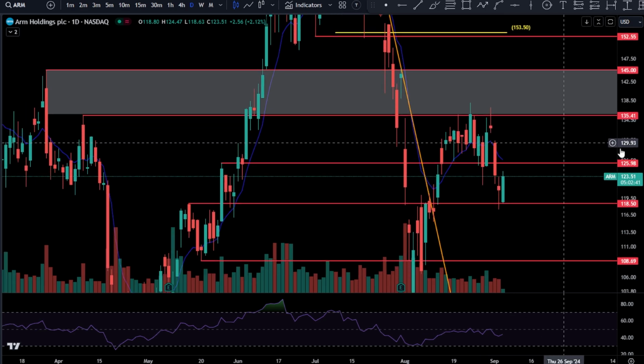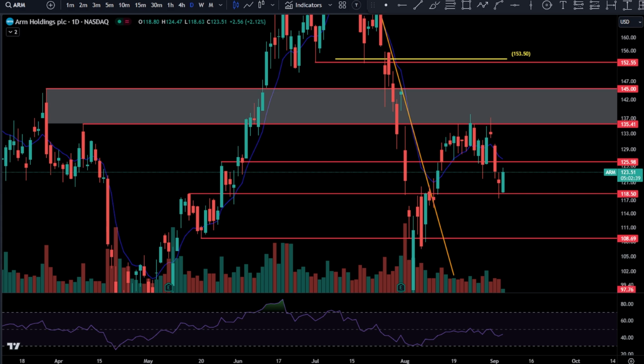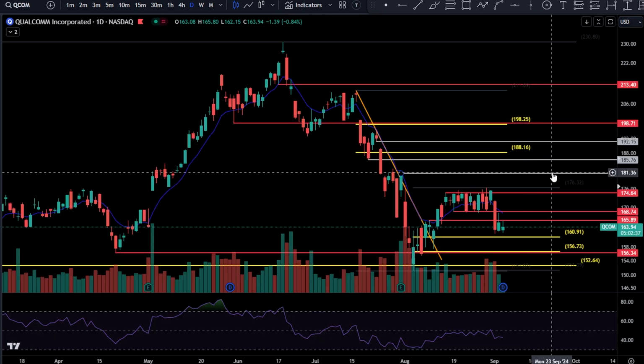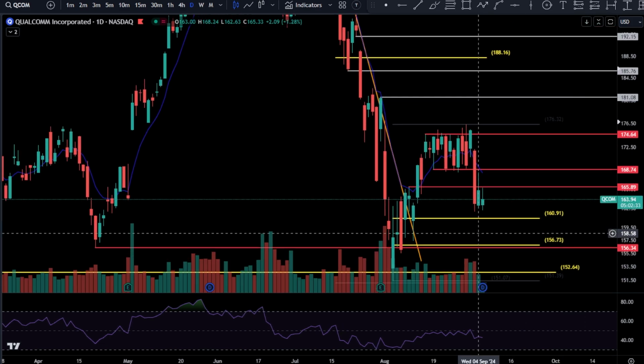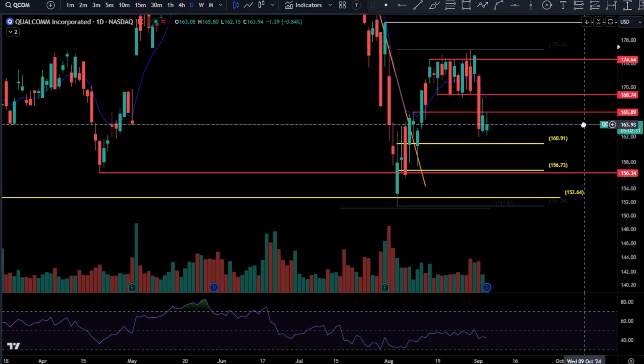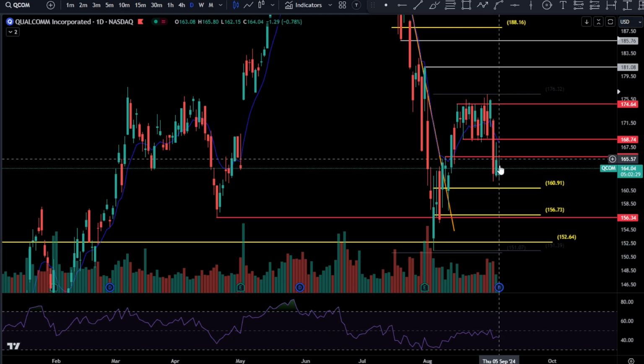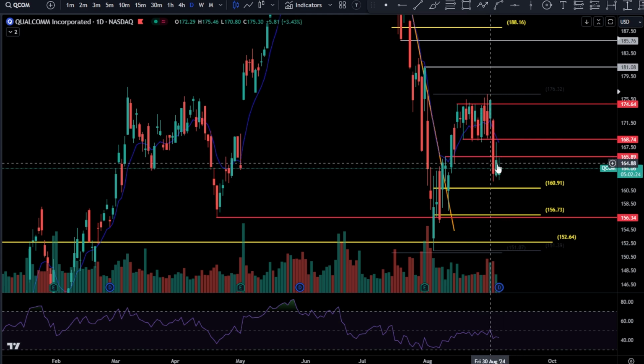Expect sellers up at 125.98 resistance. Boom. QCOM. Again, it looks like it's coming down to that golden pocket there, and I'll look for an opportunity over here. But I don't think it's a great idea right here to be buying when it's just right underneath your resistance and rejecting clearly.